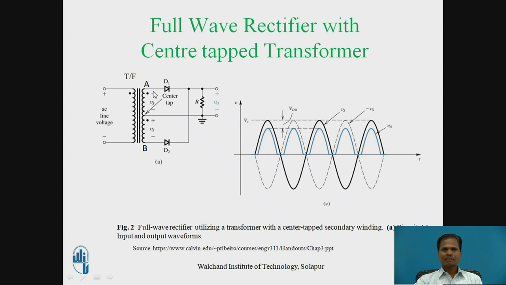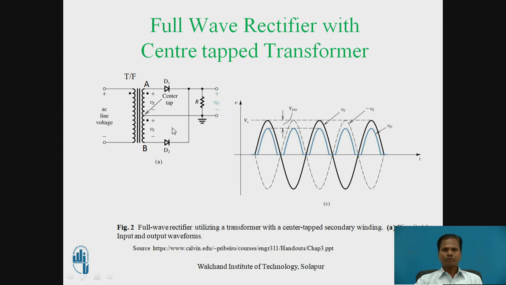So diode D1 conducts, the current flows through upper half part of secondary through diode D1, through load resistor R and returns to the center point of secondary of transformer. In the next consecutive negative half cycle of input AC voltage signal, the point B is at positive potential with respect to point A. So this time diode D1 is reverse biased and diode D2 is forward biased. So diode D2 conducts, the current flows through lower half part of secondary through diode D2, through load resistor R, and finally current returns to center tap of transformer.